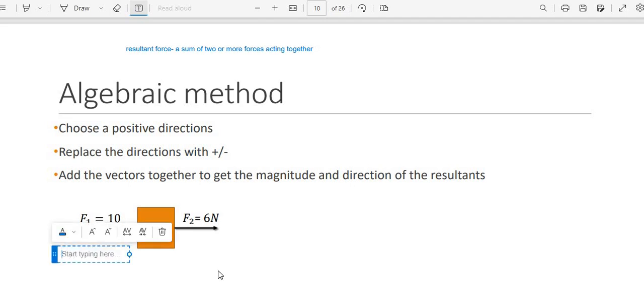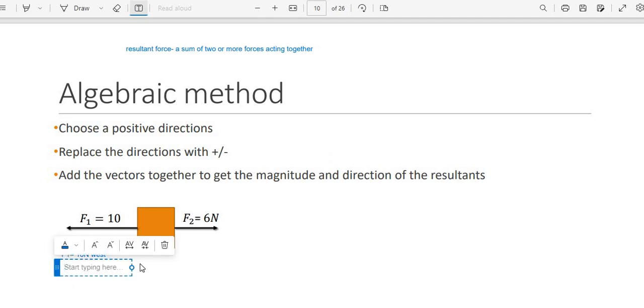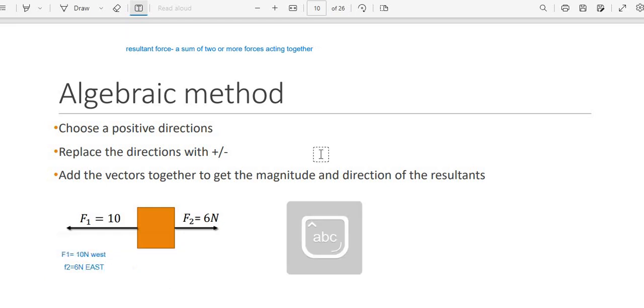We have F1. F1 is 10 newtons. Let us look at the direction. The direction would be west. But when we look at the other vector, we have F2. F2 is 6 newton. Then the direction is east. So we are going to need to pick a positive direction before we add the vectors together.